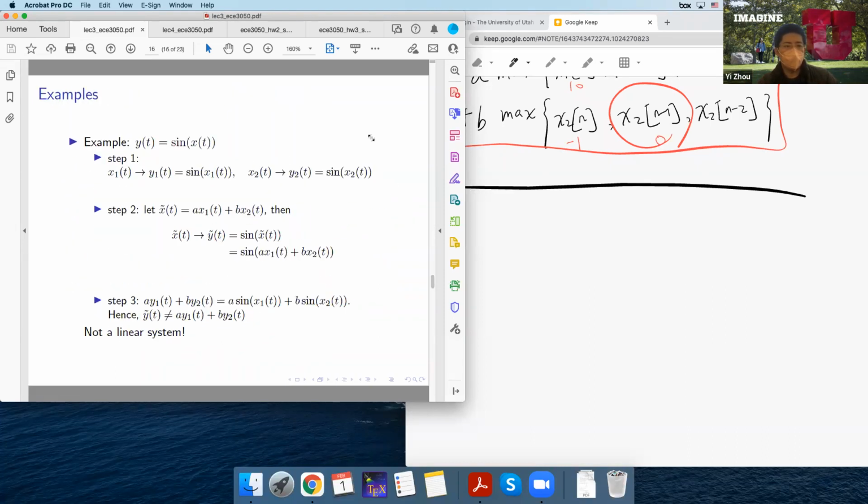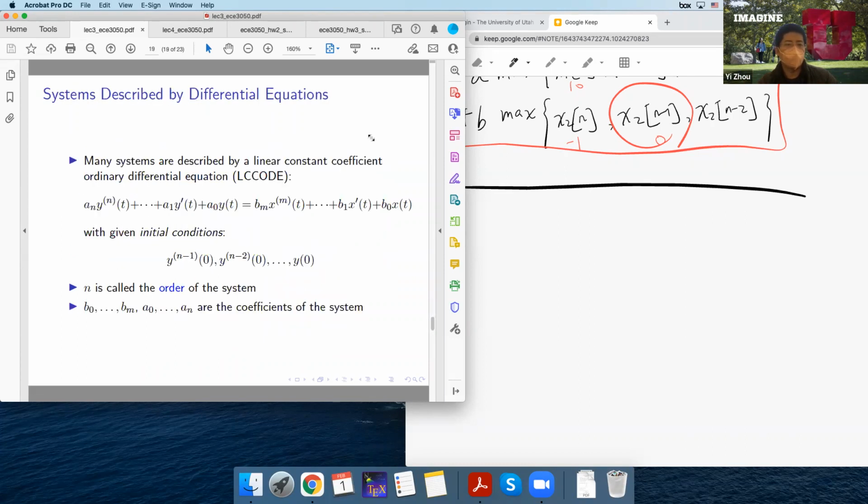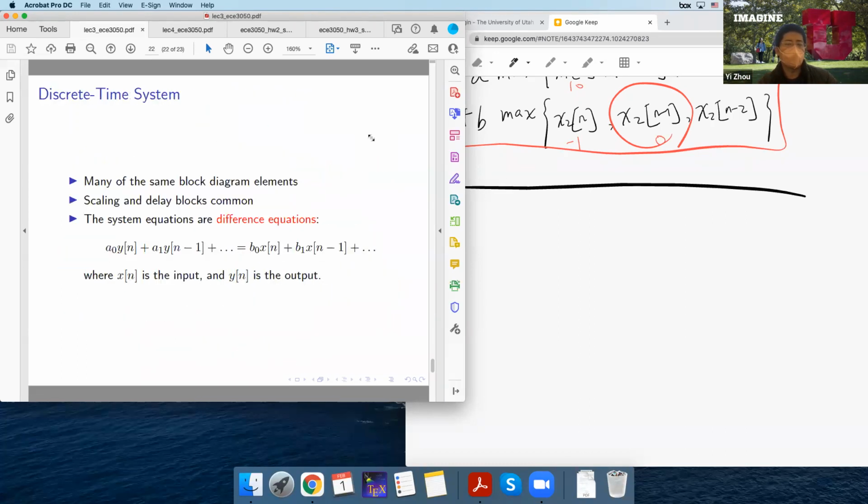And for the last two big examples, the ODE system and the difference equation system, in most cases they are LTI systems. So they have very nice properties. If they are LTI, it means that they are linear and time invariant. In the next lecture, we are going to leverage these two basic properties to further understand the intrinsic characteristics of these LTI systems.